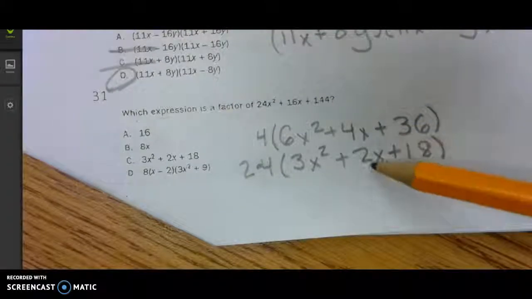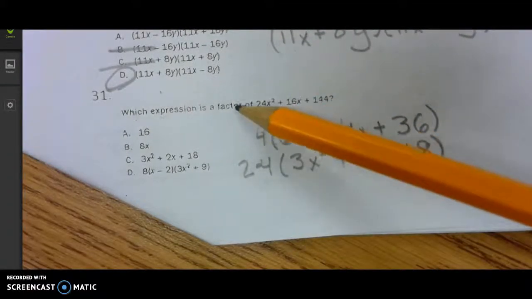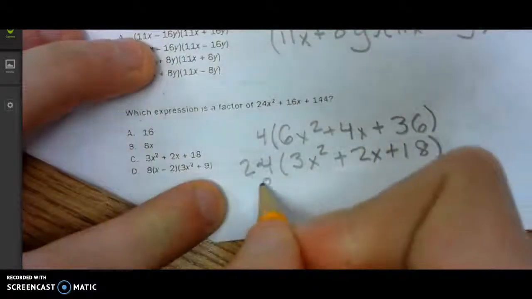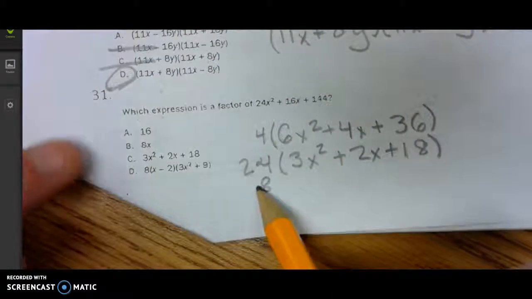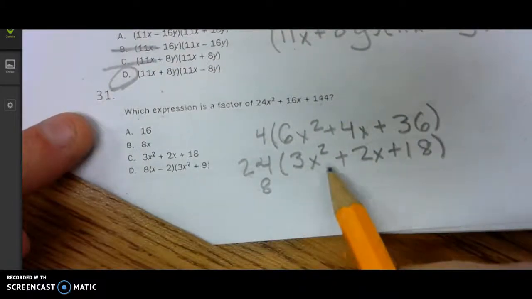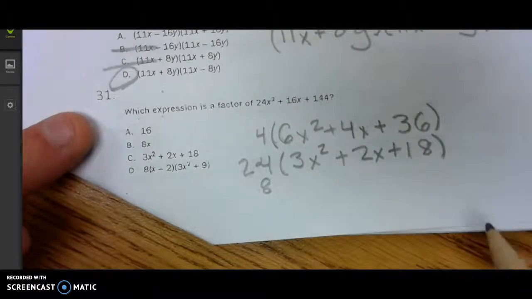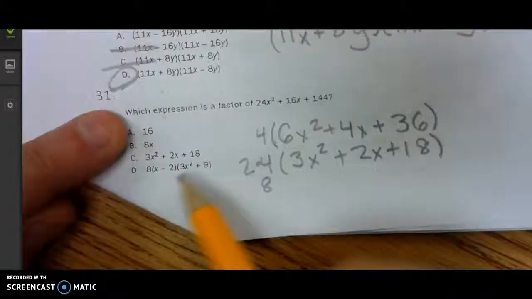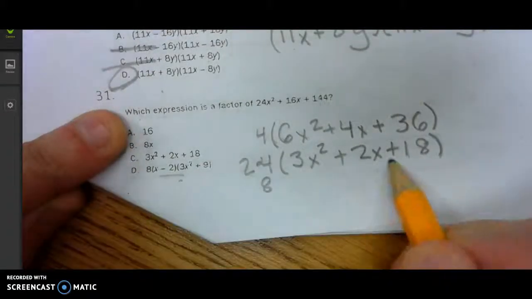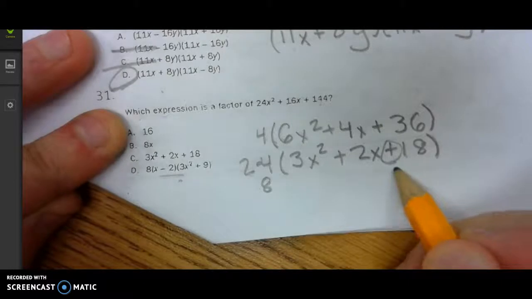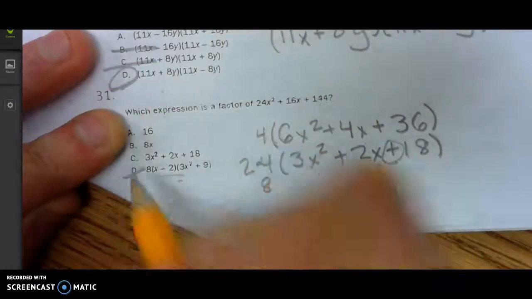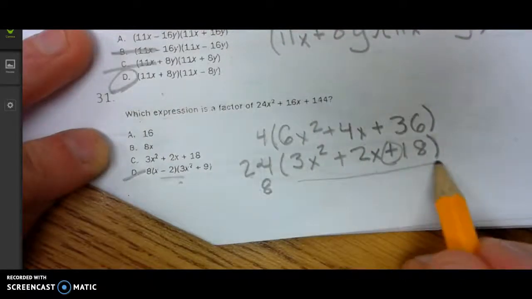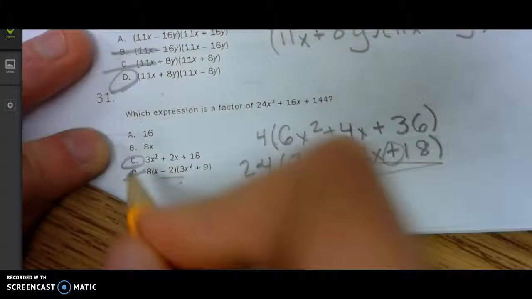And I could see if I could factor this any farther, but it did ask me for a factor. And looking at this, 8 is going to be a factor because 2 times 4 is 8. So one factor is 8, and the other factor is 3x squared plus 2x plus 18. I can tell that D is not going to be the answer, like the full factorization, because this is a positive, and that's going to tell me they have the same signs, right? And these have different signs, so I can go ahead and mark that out. The other two aren't there, and C is this expression, right? So C is my answer.